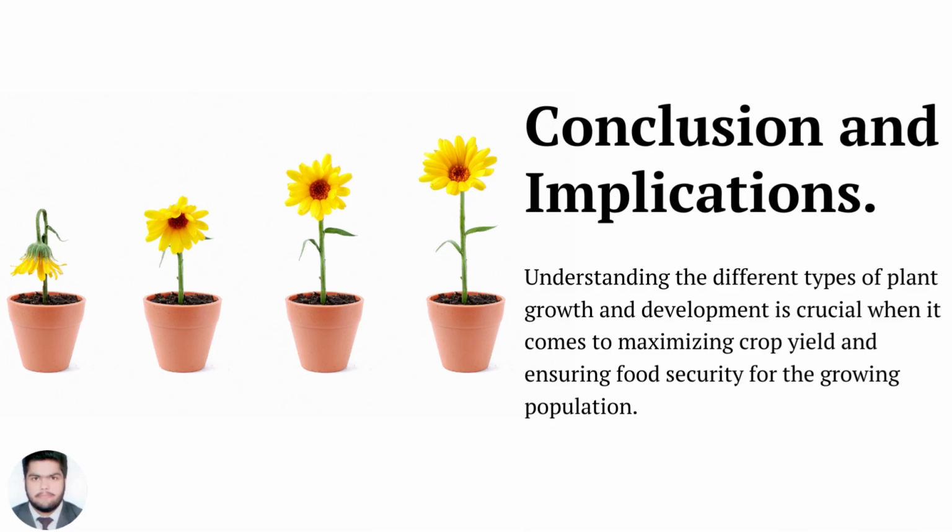Conclusion and implications. Understanding the different types of plant growth and development is critical when it comes to maximizing crop yield and ensuring food security for the growing population.